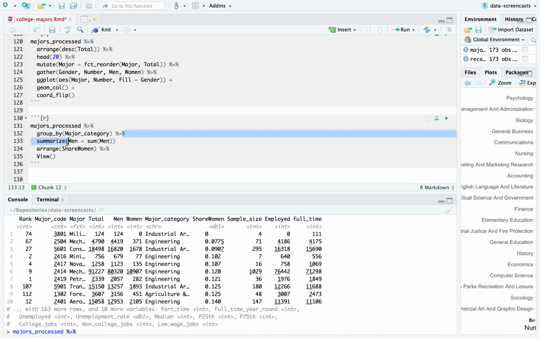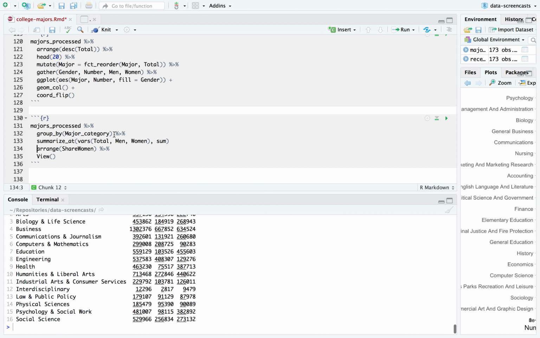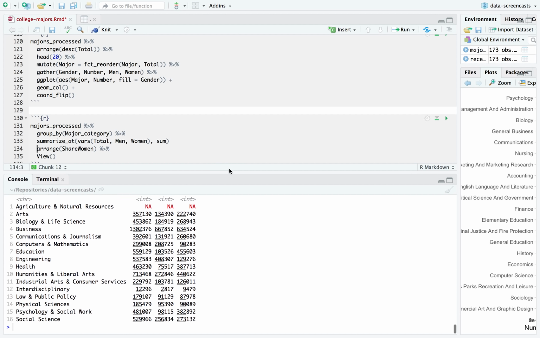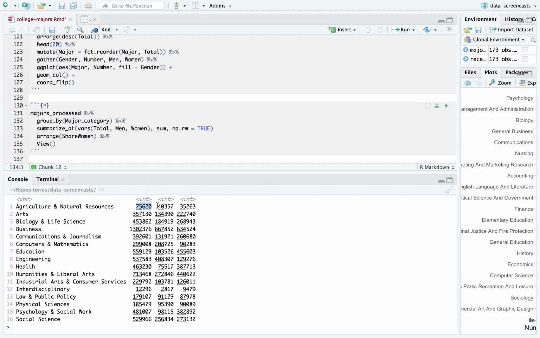I'm going to use actually a different verb now that I'm thinking about it. I'm going to summarize at. What I want to say is for total, men, and women, I want to sum those columns within major category. This summarize at is super nice for when I like to add up a few things. And then I learned that in agriculture, natural resources, we saw that food science had NAs. That's disappointing. I'm going to add na.rm to my summarize, and I at least get the rest of those people. All right. So now that I've done that, I've got to add my share women column back with a mutate. Women divided by total.